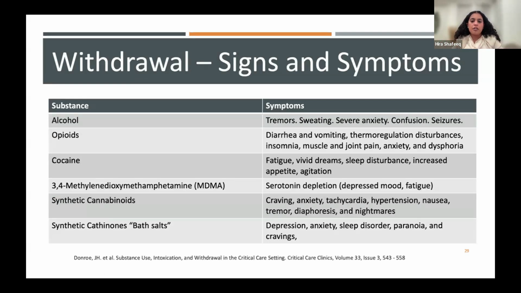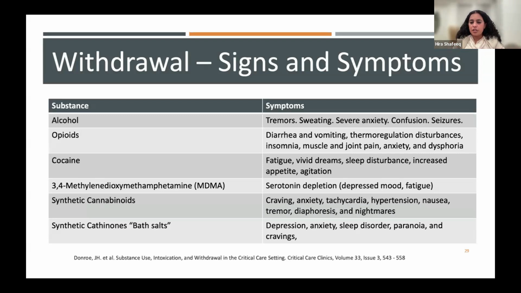Cocaine, we see a lot of fatigue, vivid dreams, and sleep disturbances. And again, this is not something that's commonly seen in ICU patients. A lot of times it's masked by the primary disease that they have.